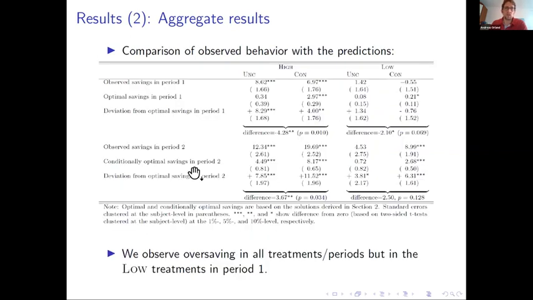We can also compare observed behavior with the predictions, and what we see is people oversave in general. So we compare the old 8.6. This is a number you've seen before here. We can compare it to what people should actually do, and what we see is people save more than they expected to, and that's significant. The only two cells where it's not significant is in low in the first period.